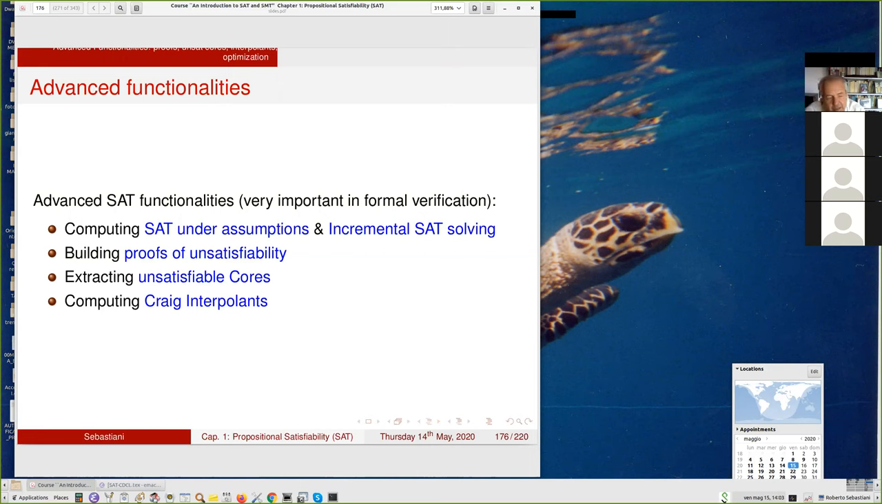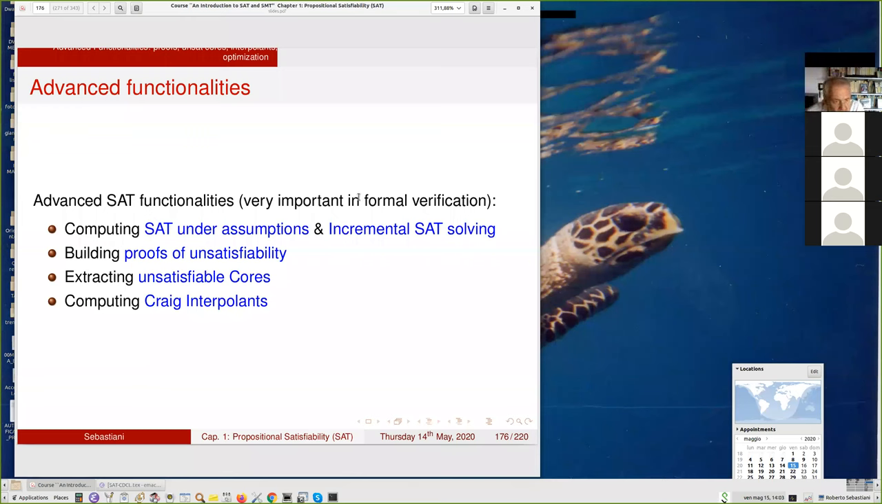Strictly related to building proofs, there is the extraction of unsat cores, so the possibly minimal subset of clauses which cause the unsatisfiability, just in case of unsat result, and also the computation of Craig interpolants, which are very, very popular in model checking, and I'm also going to explain what this means. And I will very, very briefly hint about MaxSAT, but very quickly.